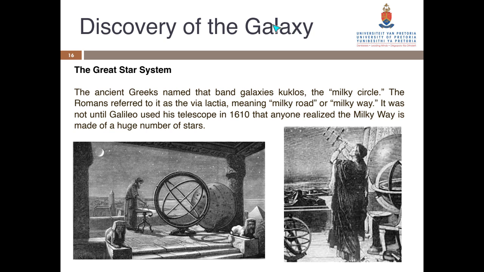So the ancient Greeks named the band galaxias kyklos, the Milky Circle. The Romans referred to it as the Via Lactea, meaning Milky Road or the Milky Way. It was not until Galileo used his telescope in 1610 that anyone realized the Milky Way is made of a huge number of stars. And that's where the name the Milky Way comes from, because that fuzzy patch looks like milk.